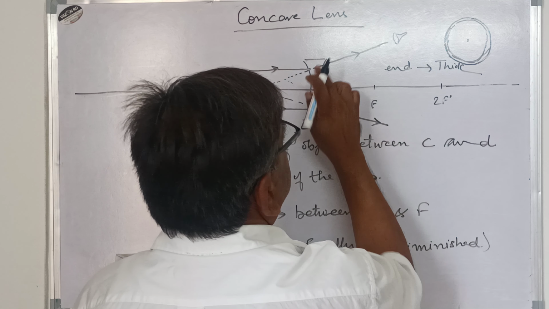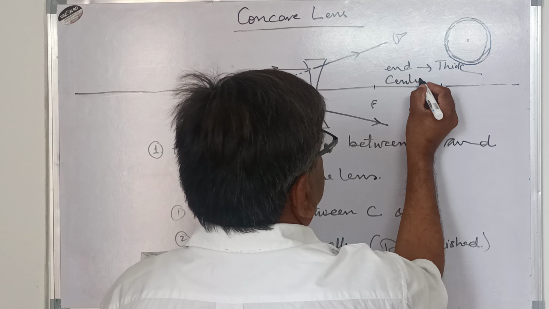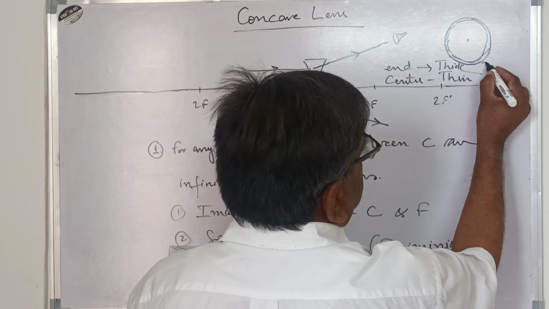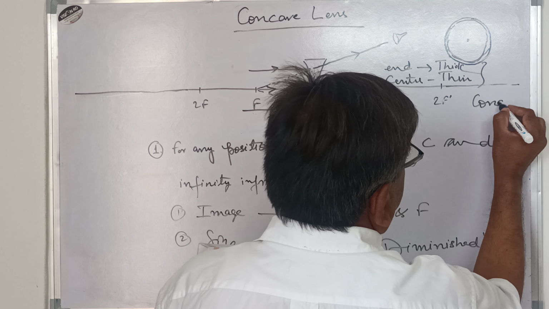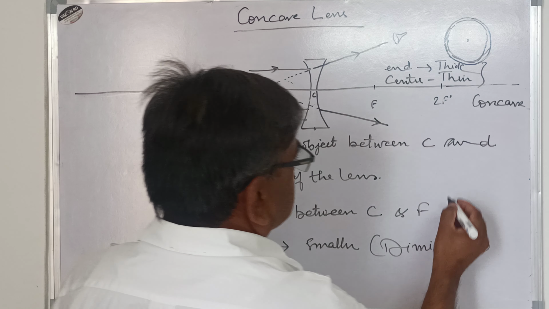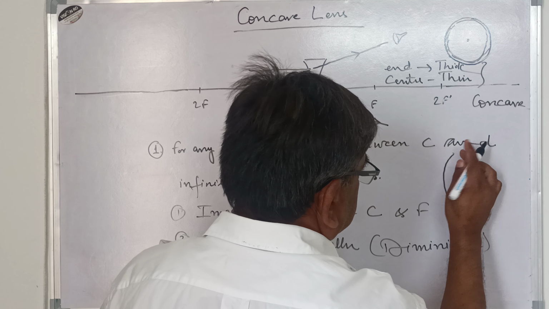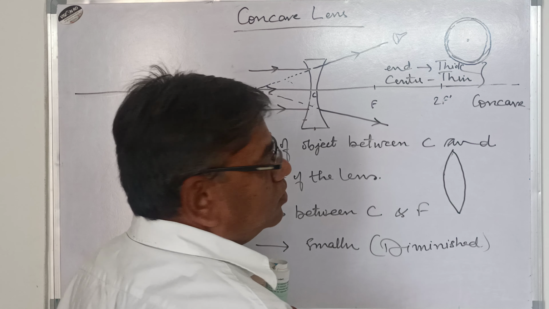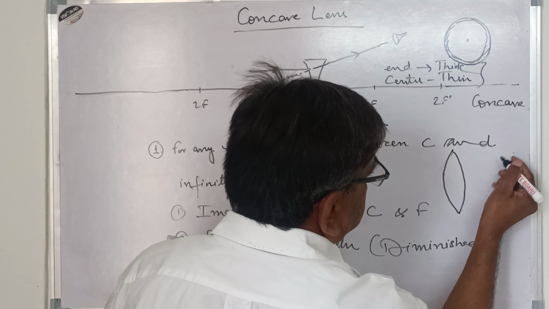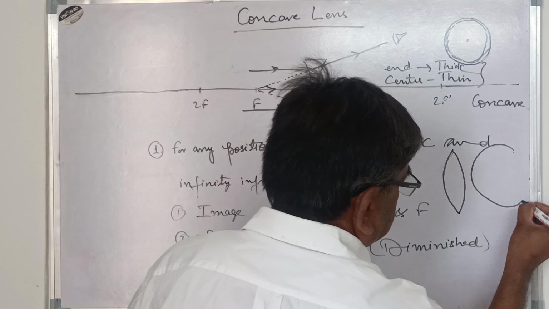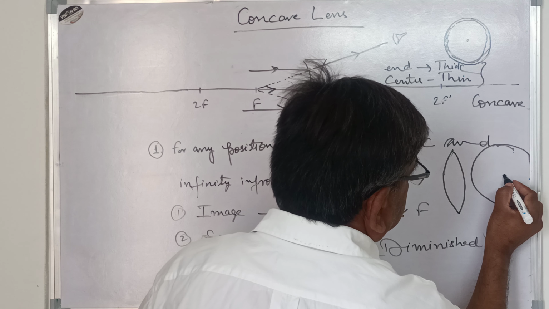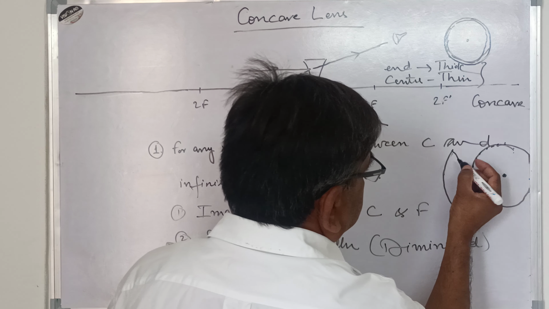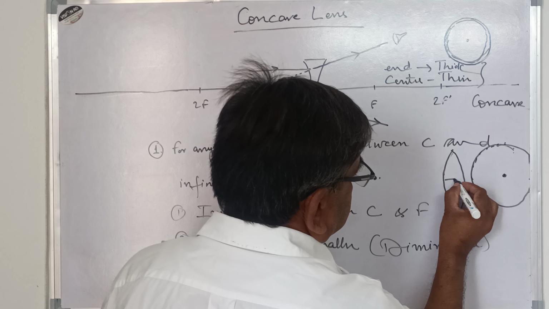See, here it is thick, the center thin. Here it is thin, so this lens will be concave, and its opposite is the convex lens. When you project this, so here in the middle this will be thick, and here edges will be thin. Here this is thin, and this is the middle, this is thick.